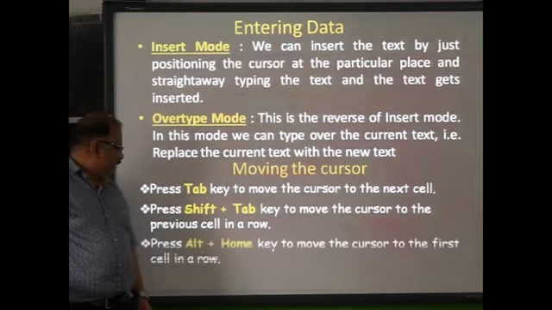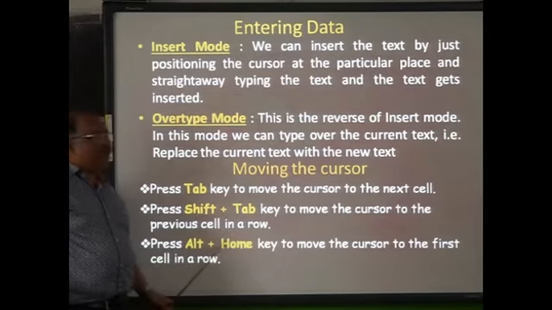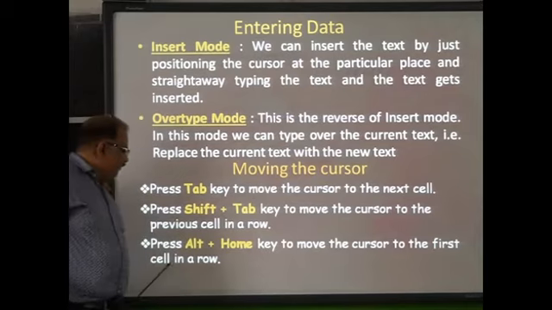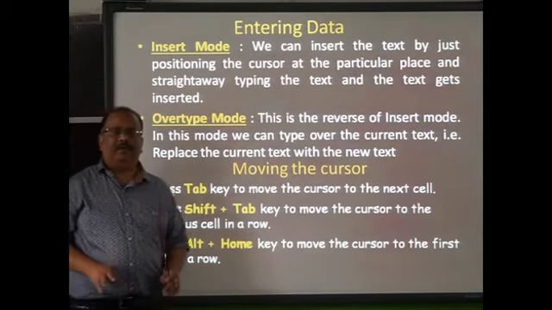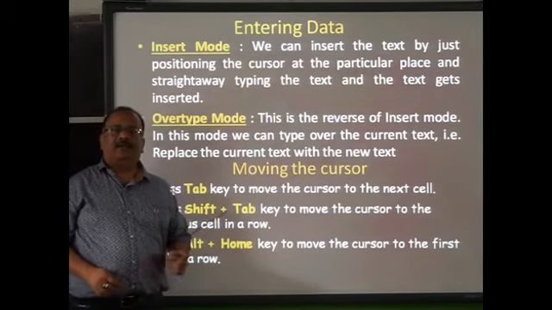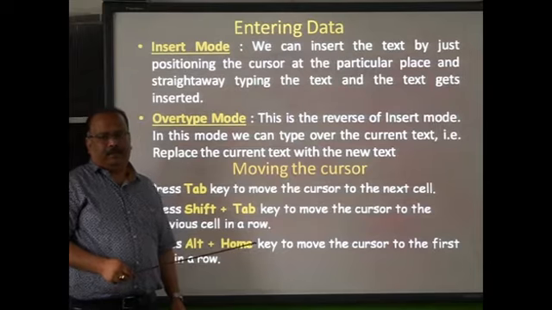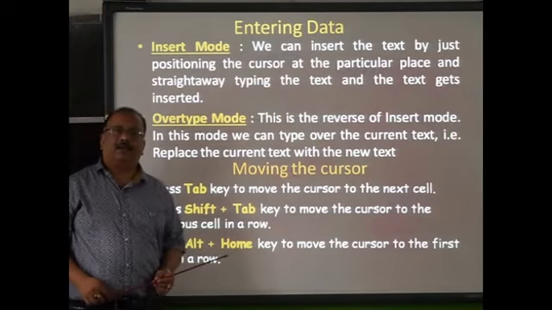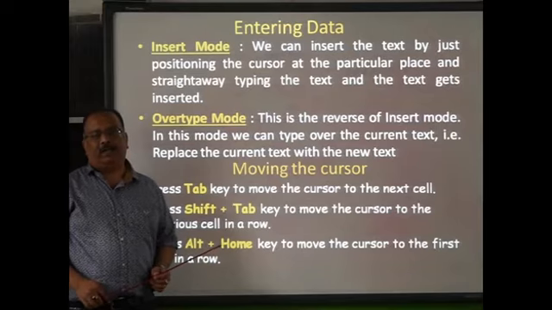Okay. And the last one here is Alt and Home key together. If you press it, it moves the cursor to the first cell in a row, wherever you are in a row. Maybe you are in the last column in a row. But when you click this Alt and Home together, it takes you to the first cell of that particular row where you are.